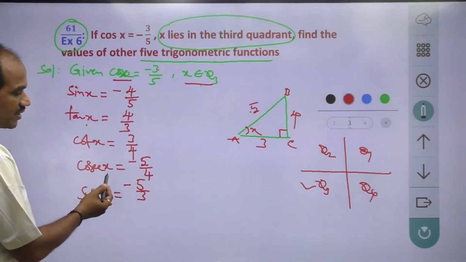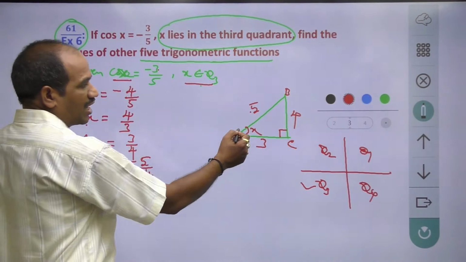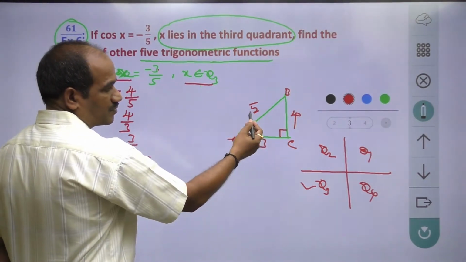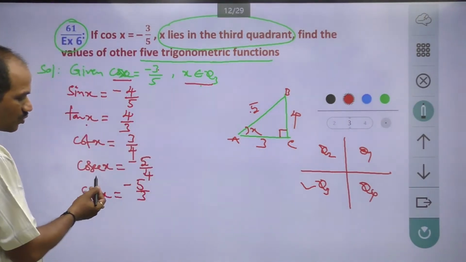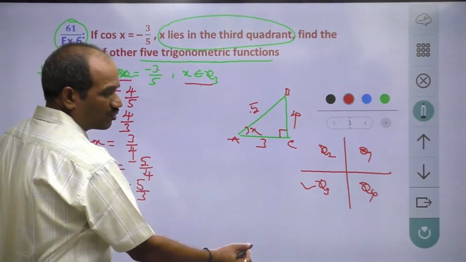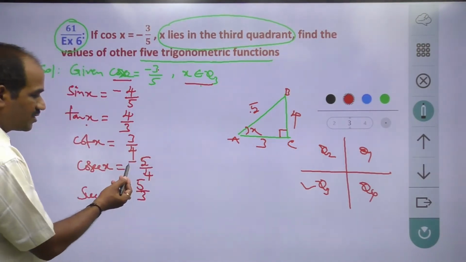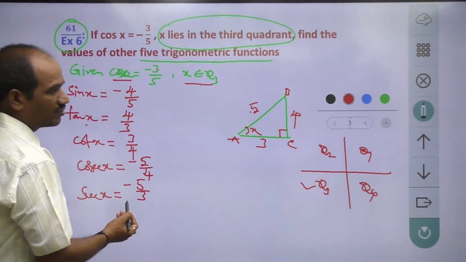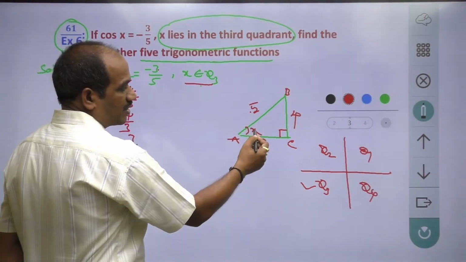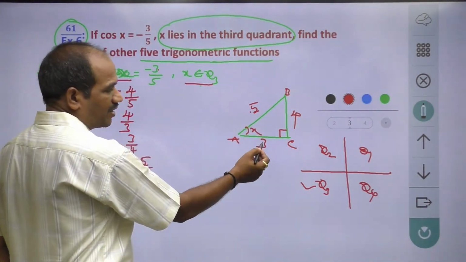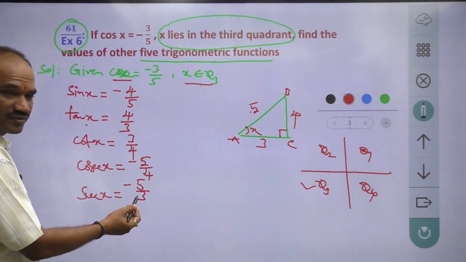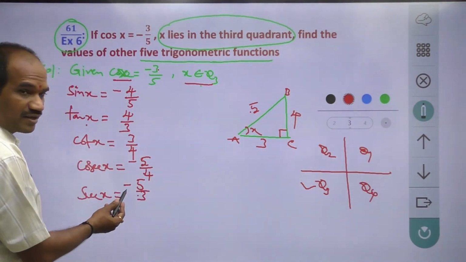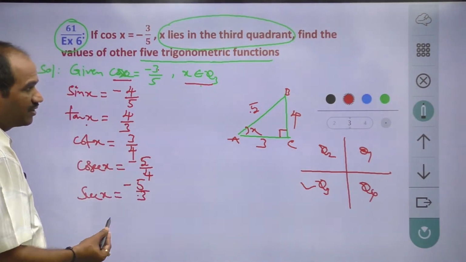Next cosecant x is hypotenuse by opposite side, that is 5 by 4. In the third quadrant, cosecant x is negative, so take minus. Next secant x is hypotenuse by adjacent side, 5 by 3. Secant x is negative in the third quadrant, so this value is minus 5 by 3.